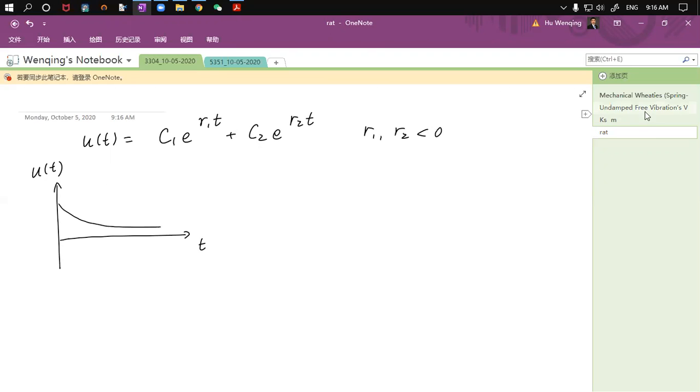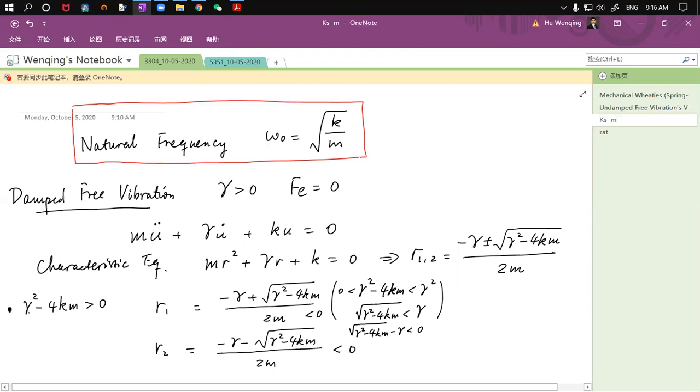And why is that the case? Well, if gamma squared minus 4km is positive, it means gamma squared is greater than 4km. So that means a pretty large gamma. And what does gamma mean? Well, gamma means the damping.